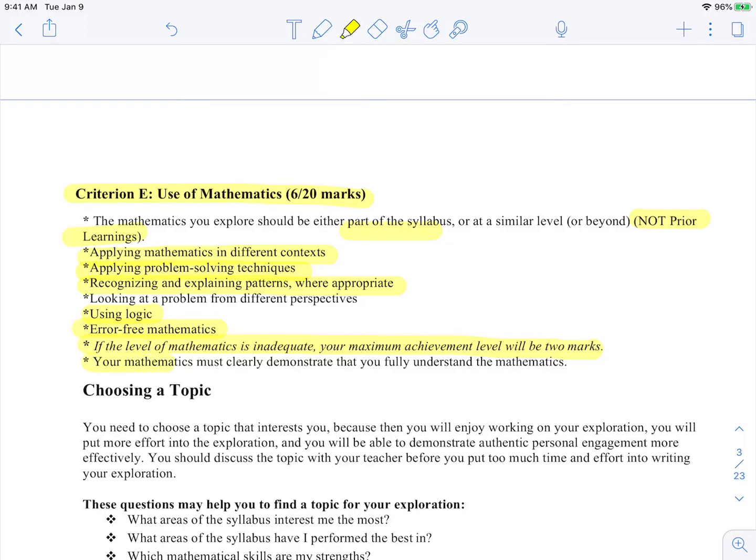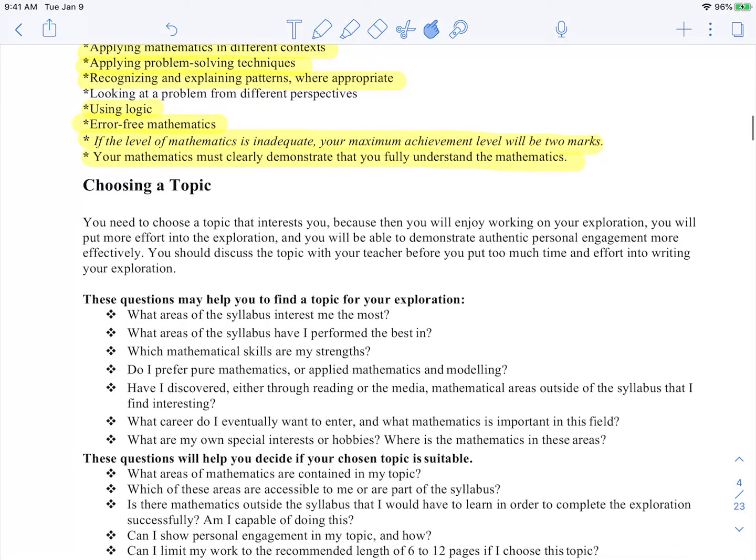And then your mathematics must be clearly demonstrated throughout your math. So you're going to be explaining a lot in this math section. What did you do? How did you do it? Why did you do it?